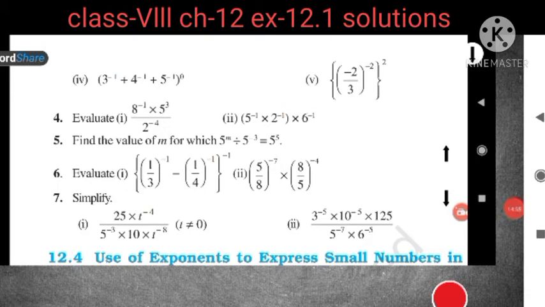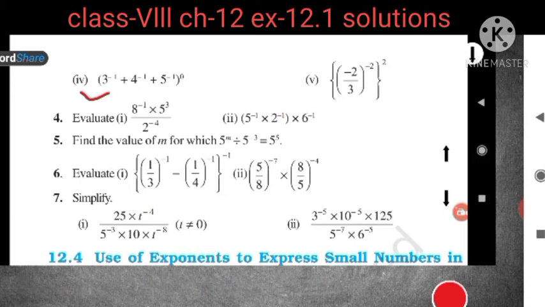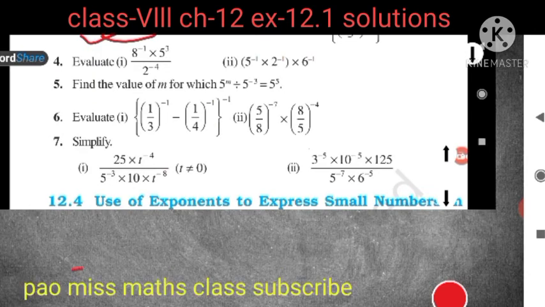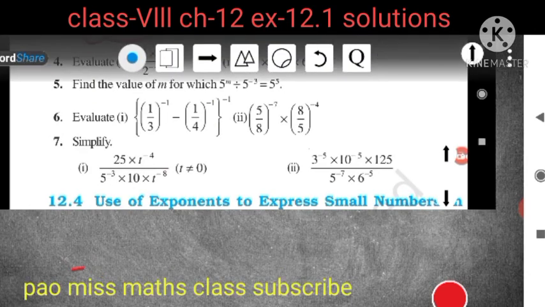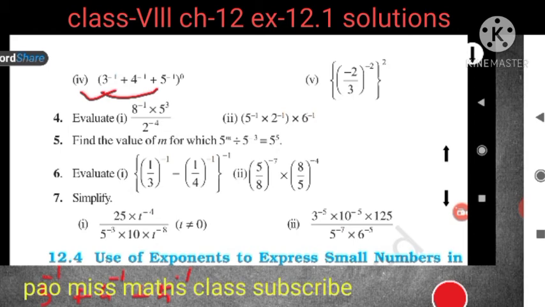Now the next question is given: 3 to the power minus 1, 4 to the power minus 1 and 5 to the power minus 1, and the whole is raised to the power 0. So how will you solve this? First you will evaluate the value inside the bracket. Inside the bracket, first you will solve that one. So 3 to the power minus 1 is there, then plus 4 to the power minus 1, then plus 5 to the power minus 1, then power 0.